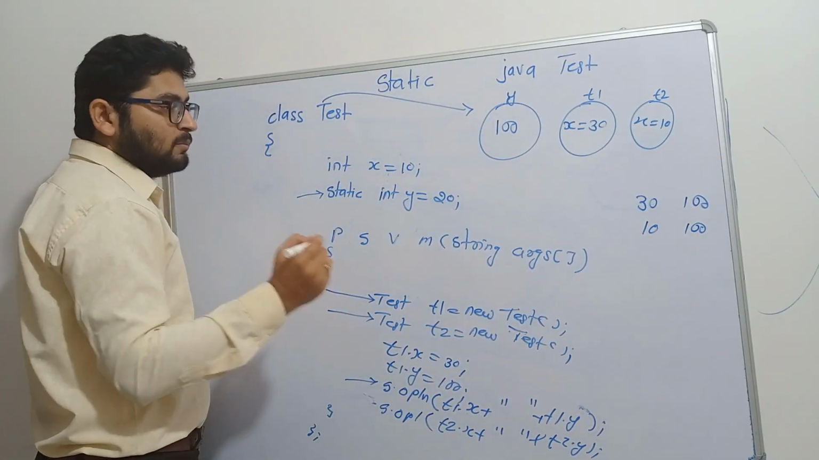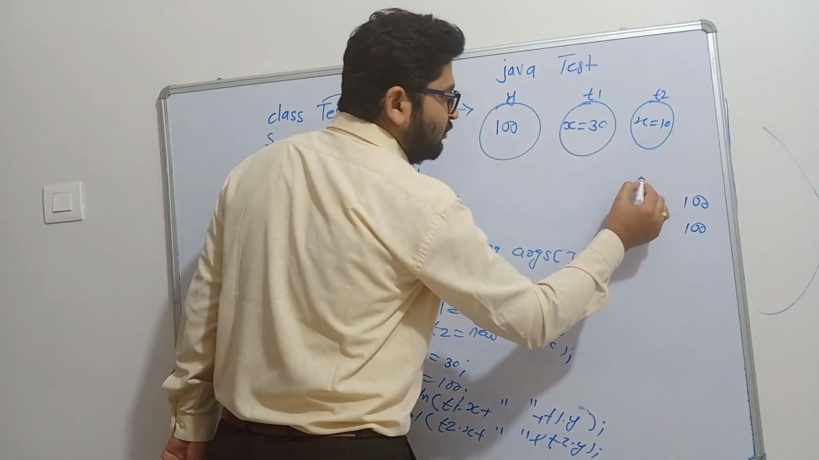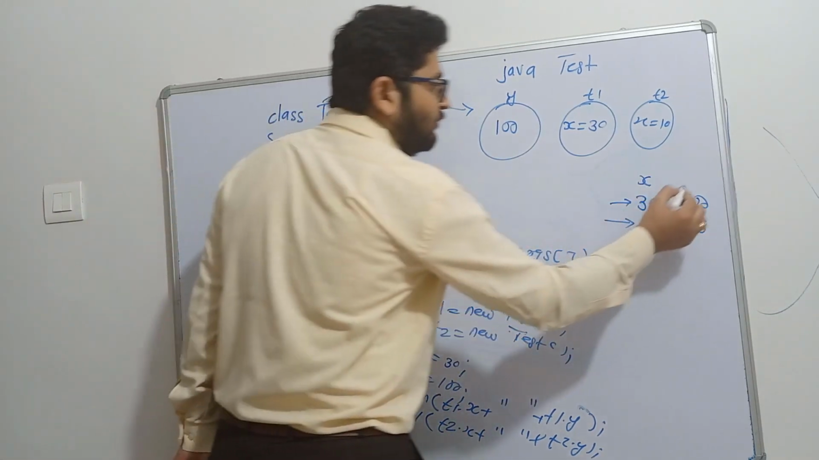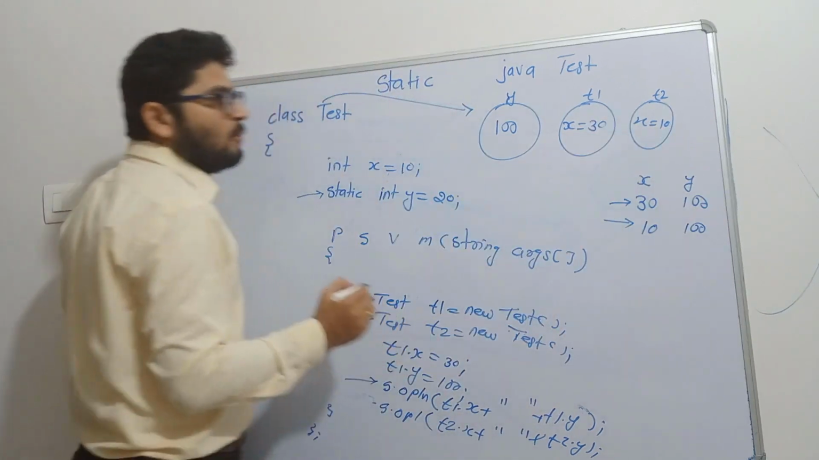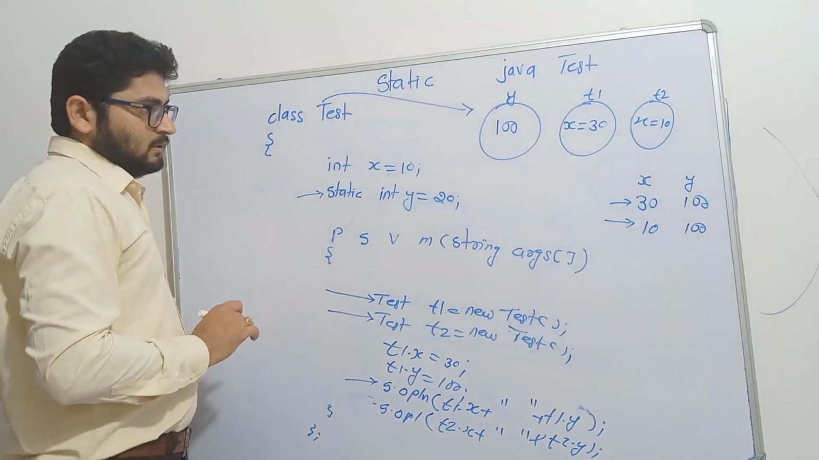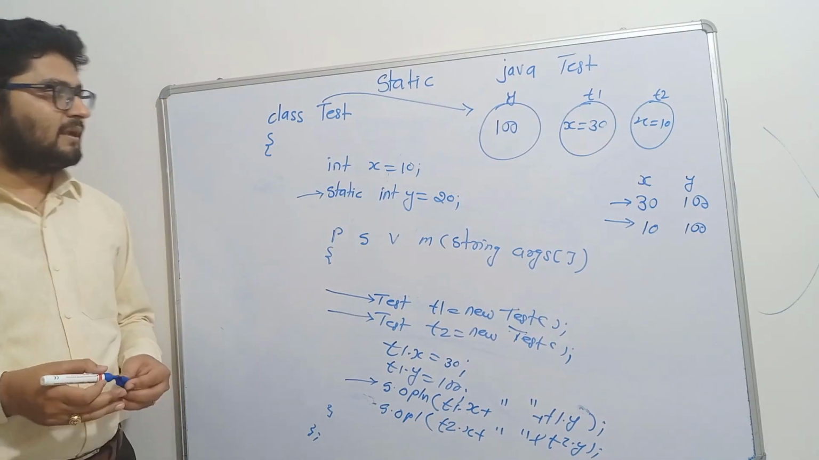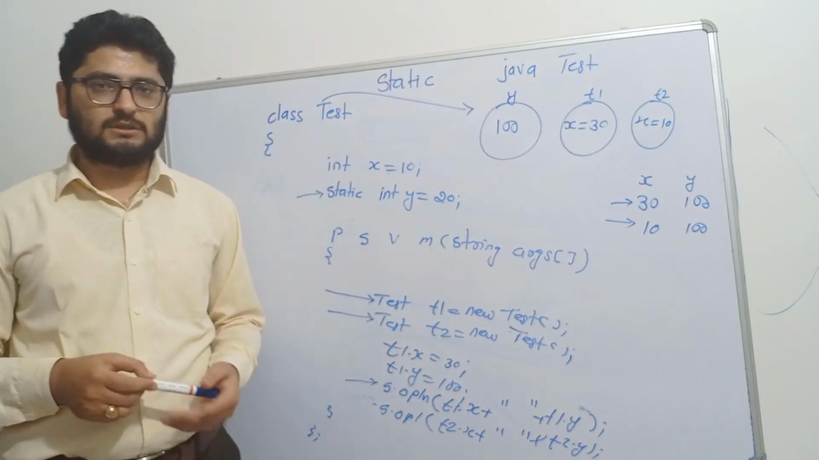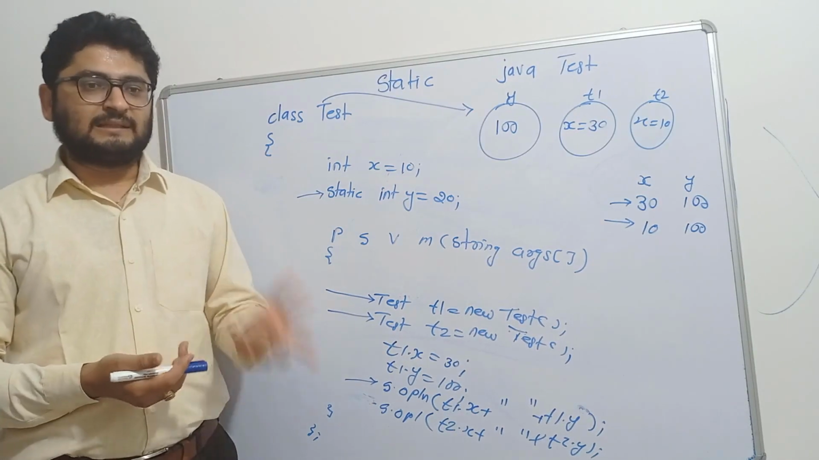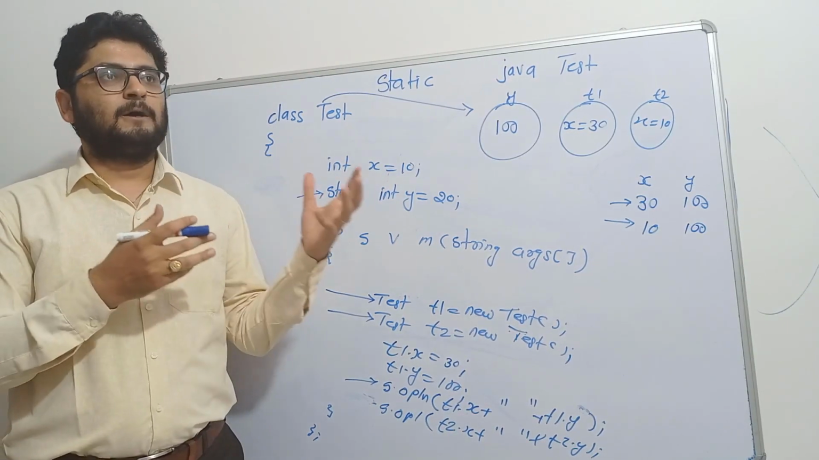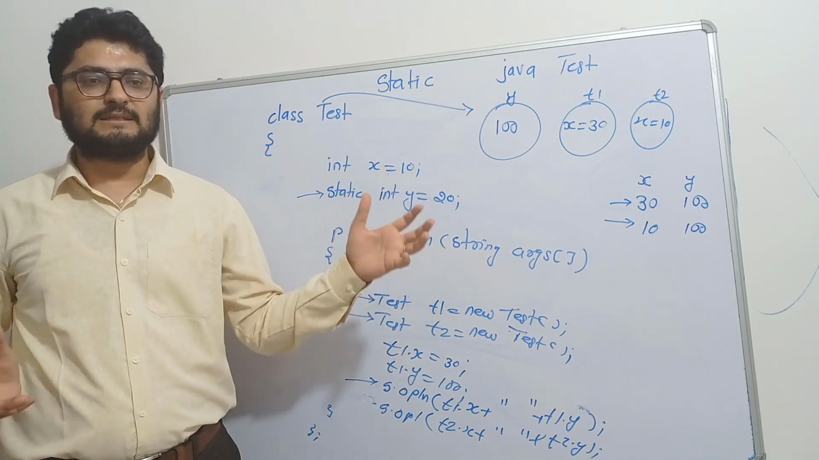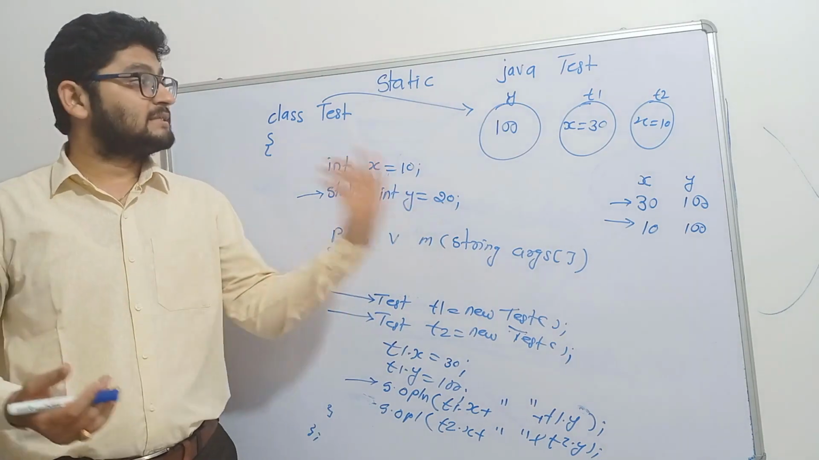So you can observe here that the value of x is changed, but the value of y will be the same for both. In this way static variables can be used, and the application of a static variable is when we have a value which can be shared among all the objects of the class. In that case we are going to use a static variable.